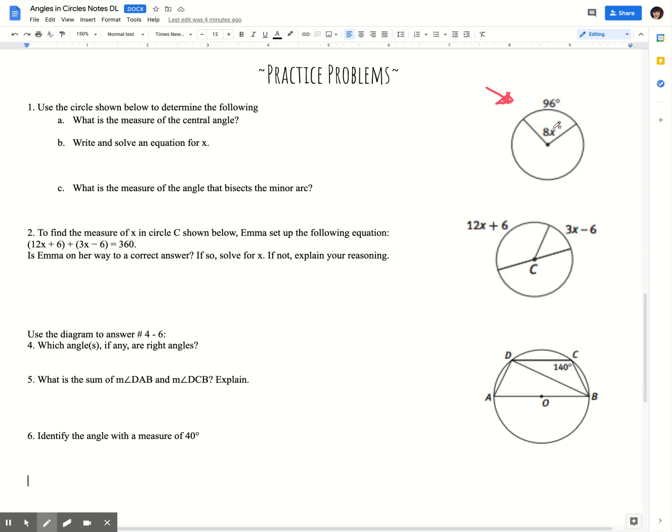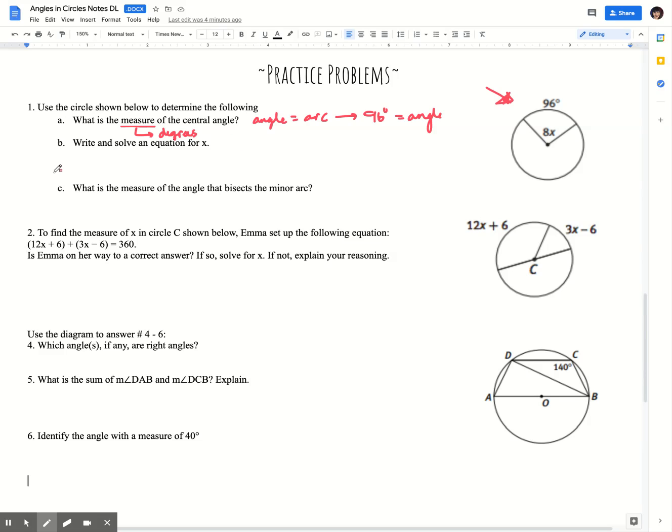Using this image, it looks like I have this central angle of 8x and this intercepted arc of 96 degrees. So the question is, what is the measure of the central angle? When we say the measure of the central angle, that means I want to know how many degrees it is. The rule for central angles is that the angle is equal to the arc. Since the arc is 96 degrees, the angle has to also be 96 degrees. It's that simple. You don't have to make it any more complicated than that.